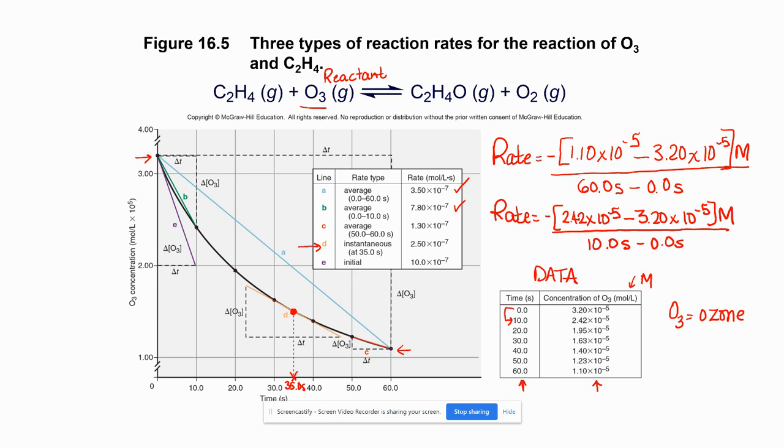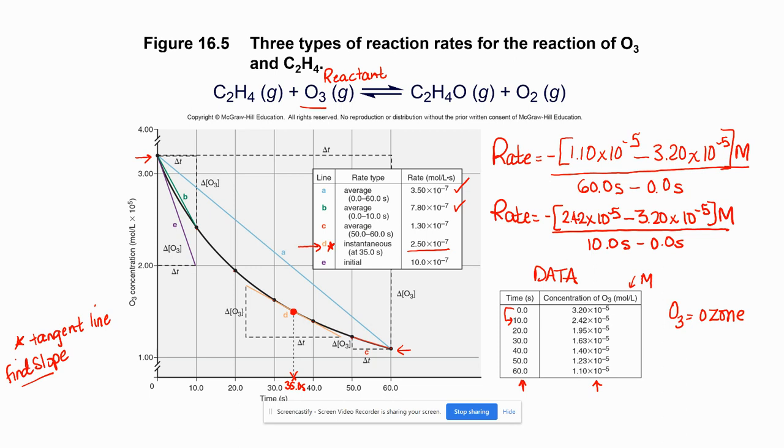So for that, we have to do a little bit more work, which is to draw the tangent line. You see that tan colored line. So for instantaneous rate, I'm going to do a little star. You need to draw the tangent line to that point and find the slope. And that will give you the instantaneous rate at that particular time.